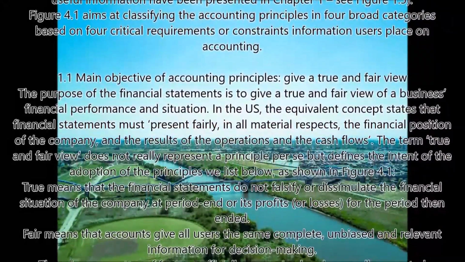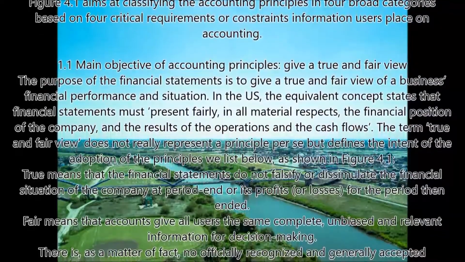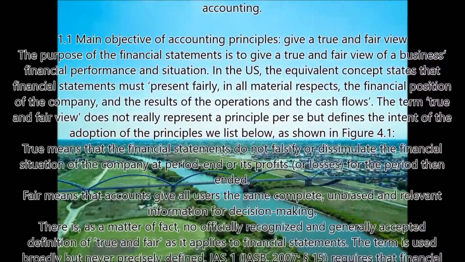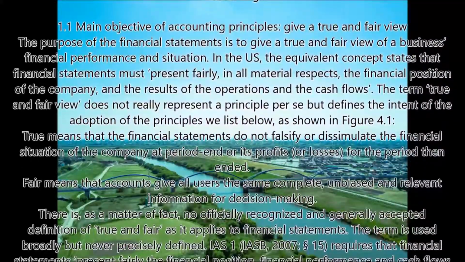True means that the financial statements do not falsify or dissimulate the financial situation of the company at period end or its profits, or losses, for the period then ended. Fair means that accounts give all users the same complete, unbiased, and relevant information for decision making.